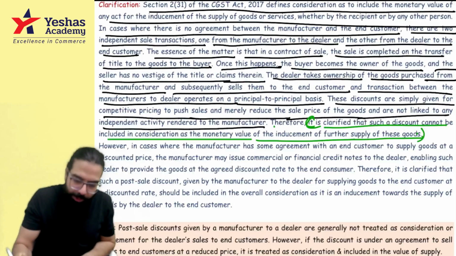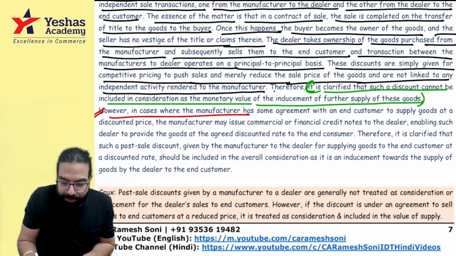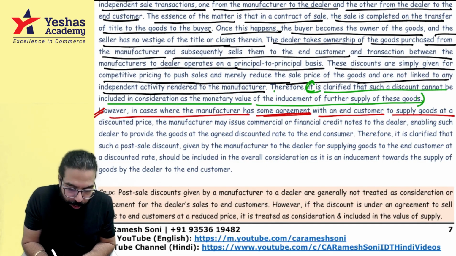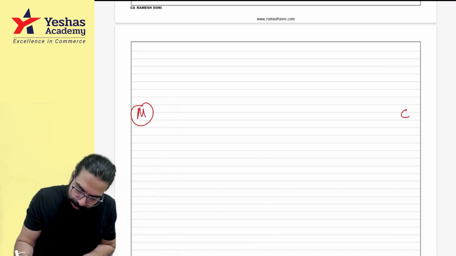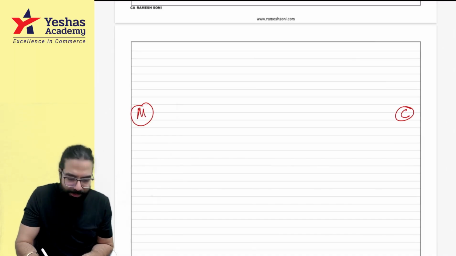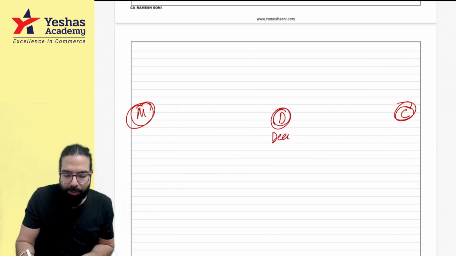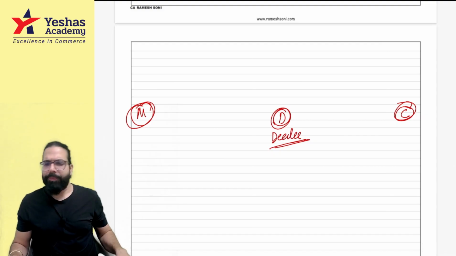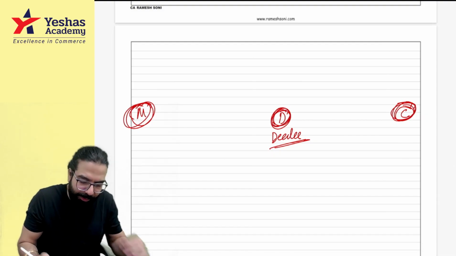Now the next one over here. However, in a case where the manufacturer has some agreement with the end customer to supply goods at a discounted price. This is the manufacturer and this is the customer, and there is a dealer over here. We will take a car dealer, because in car dealerships this is a very classic example. This is a car dealer, this is a customer and this is a manufacturer.